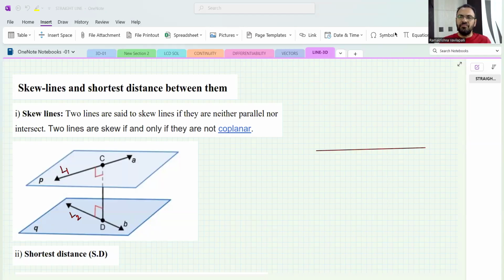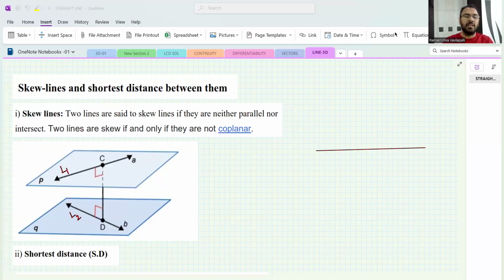Hi everyone. In this video, I will explain a very good concept of three-dimensional geometry, that is shortest distance between skew lines and how to find the shortest distance line. And when a line having DRs cuts the skew lines in two points P and Q, then how to find the distance between P and Q. These three models are very important in JEE Main and JEE Advanced.